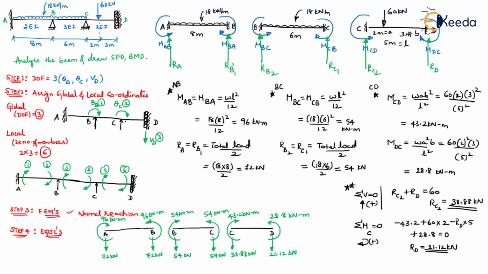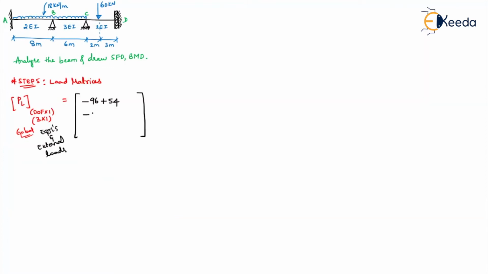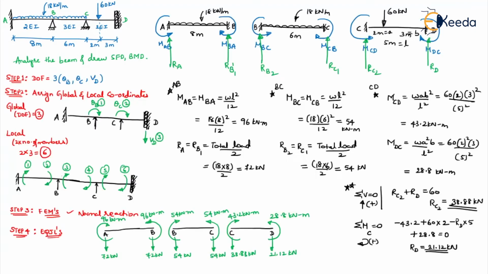Coming to the second one. What is the second one? It is a moment at C. So here moment at C is minus 54 plus 43.2. Again at C there is no moment. Okay. So it's what? Minus 54 plus 43.2. Coming to the last one.